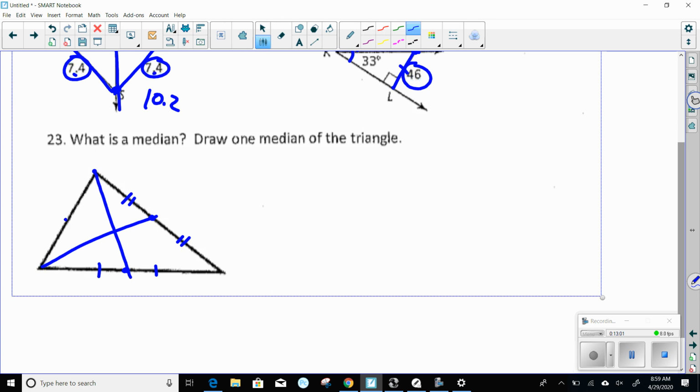And then, we kind of already talked about this, right? If I draw all the medians, that point where they cross is the centroid, and it forms those ratios, right? This small segment is 1/3 of the entire thing. This segment right here is 2/3 of the entire thing.